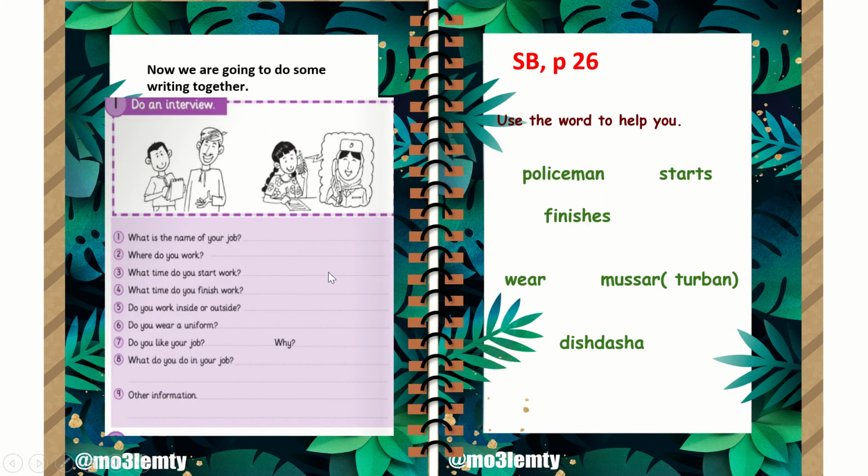Okay, now we are going to write. We have a shared writing together. We are going to write a paragraph about one of our members in our family. Okay, now I want you to look at your skills book. Which page? Page number 26.